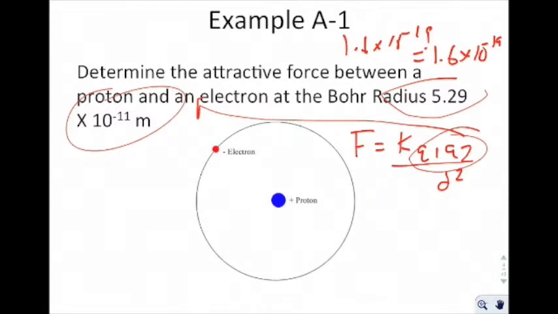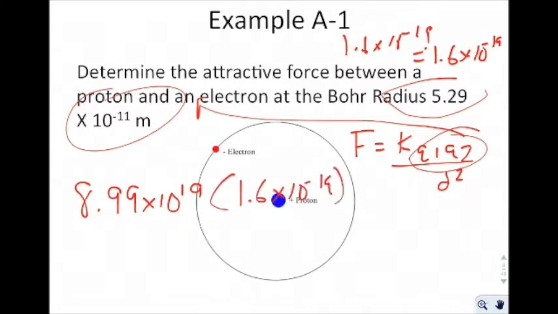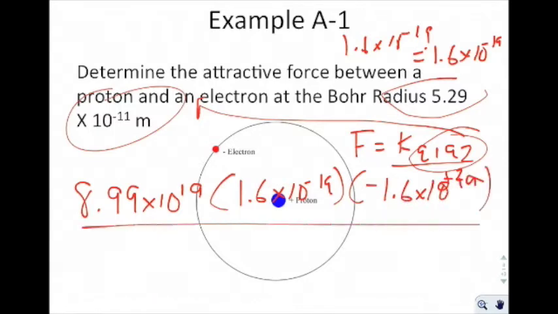So the k value, if you were to look on the previous page, is 8.99 times 10 to the 9th, multiplied by 1.6 times 10 to the minus 19th, multiplied by negative 1.6 times 10 to the minus 19th. And you may have concerns at this point. You say, well, wait a second, that means I'm going to have a negative force. Those of you who are familiar with Coulomb's law know that when you have a negative force, it simply means that it's attractive. If you have a positive force, it actually means it's repulsive, but we're not going to have that between a proton and an electron.